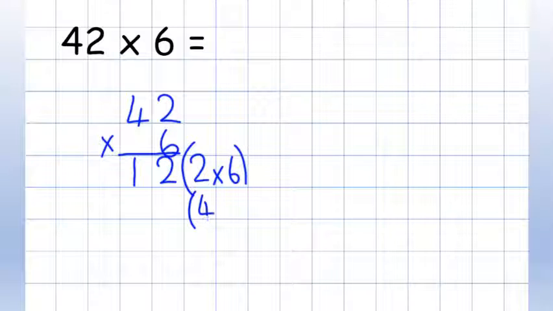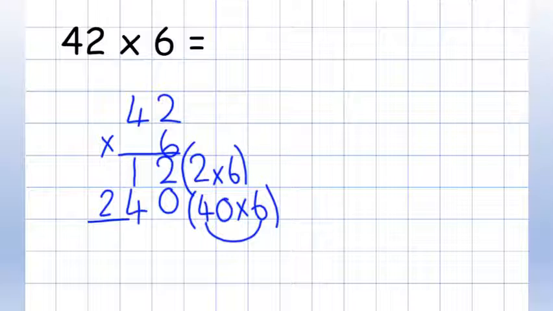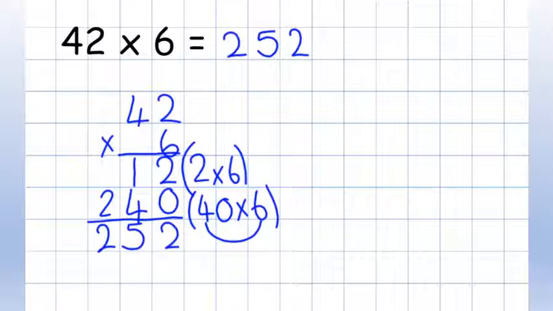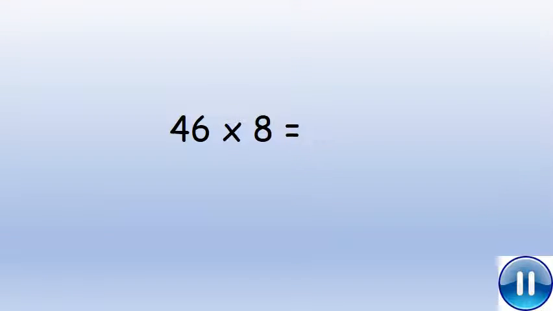Next calculation I'm going to complete is 40 times 6. 4 times 6 is 24, so 40 times 6 must be 240. And then I add them together. 2 add 0 is 2, 1 ten add 4 tens is 5 tens, and 200 add no hundreds is 200, 252. All coming back to you now? Now that we've refreshed that memory on the expanded column method, have a go at this one. 46 times 8. Hit the pause button, have a go on your own, and then we'll go through it together.